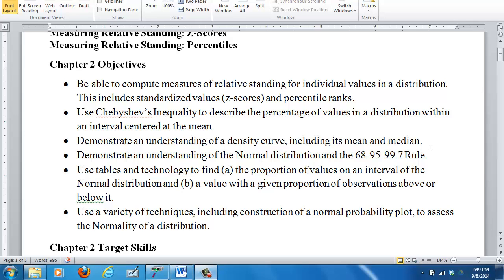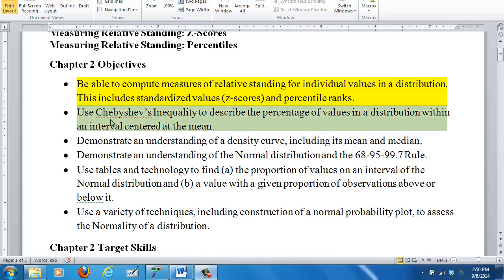Alright, so in this video we want to meet two of the objectives for this chapter. We'd like to be able to compute measures of relative standing for individual values in a distribution. This includes standardized values, z-scores, which we're going to look at in a little bit, and percentile rankings.